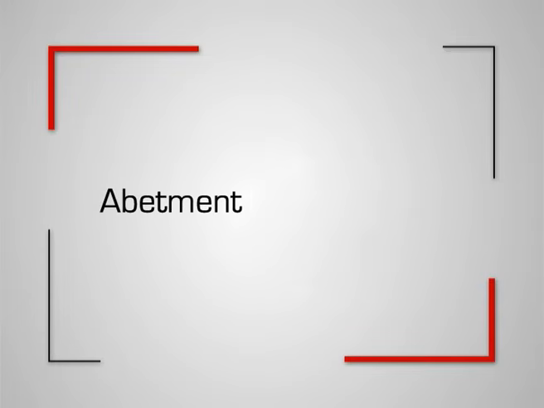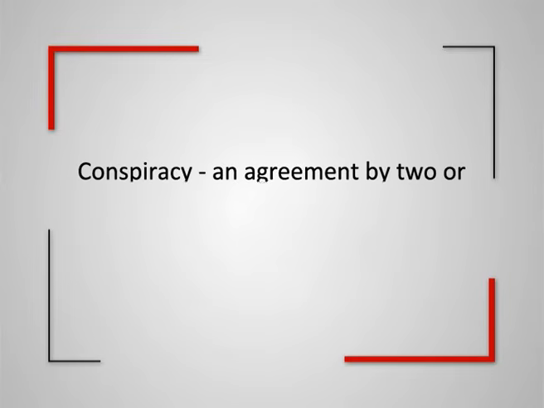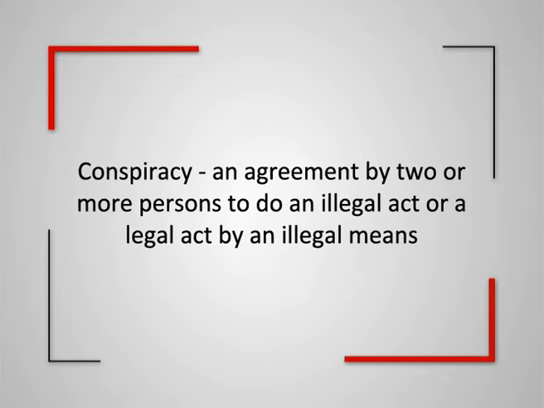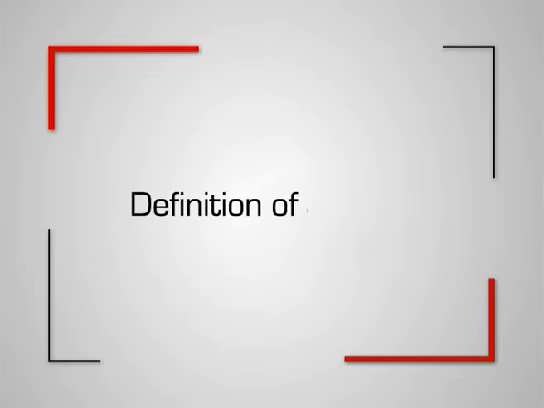The third one is abetment by conspiracy. Conspiracy means an agreement by two or more persons to do an illegal act or a legal act by illegal means. To constitute abetment by conspiracy, two or more persons must conspire and one of the persons must be the person abetting. The act must be an act committed in pursuance of the conspiracy and a probable consequence of it. Let us further move towards the definition of abettor.